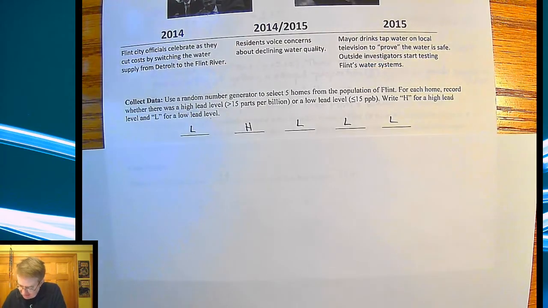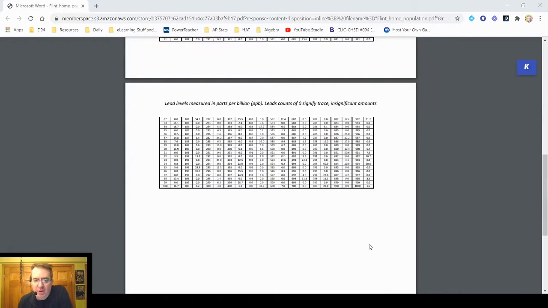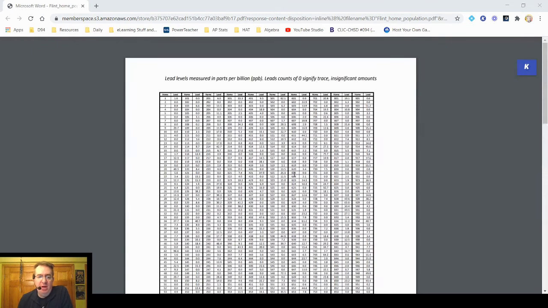Now, if you can use a random number generator, here is a list of 1,000 homes. You can see down through here, here's the home numbers, etc. What each of the students would be doing is picking 5 random numbers from 1 to 1,000, and it's going to pick a different house. If you get a 0, that says there's a trace, insignificant amount of lead. And if it's a number that's higher than that, then obviously there's an issue.